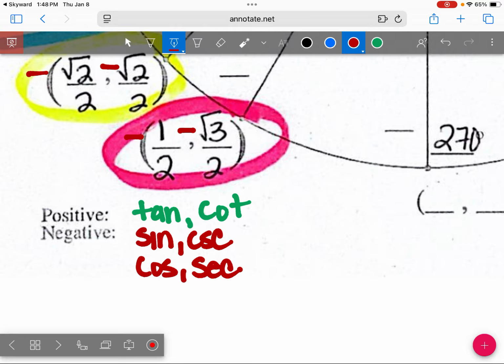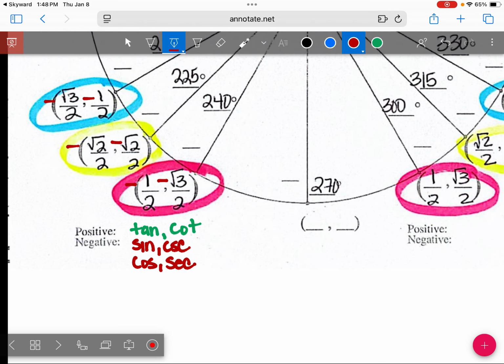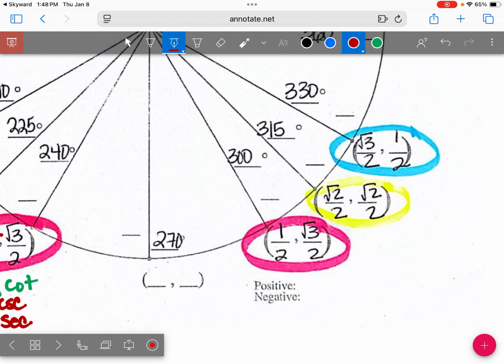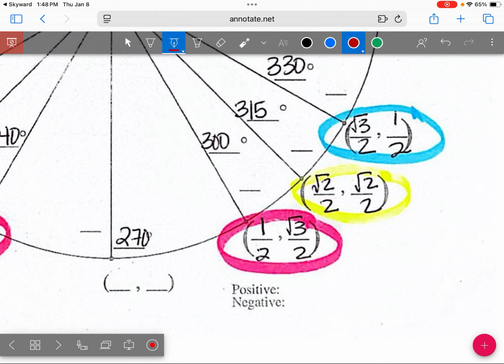All right, now let's go over to quadrant 4. What did we make negative in quadrant 4, x or y? Y. So I'm going to put my negatives. Because y is negative, that means x is positive. So what two do you think will be positive in quadrant 4? Cosine and secant. Good job. So cosine, secant, positive. And the other four are negative.